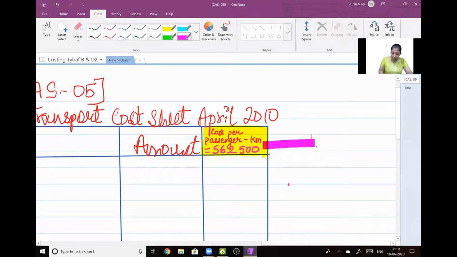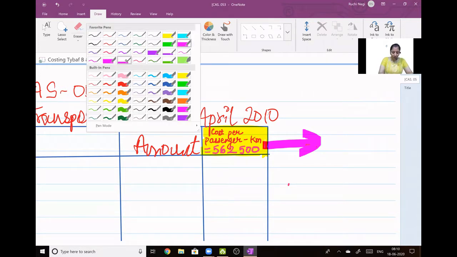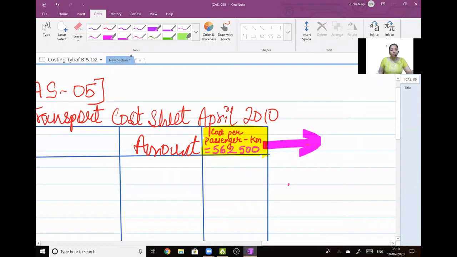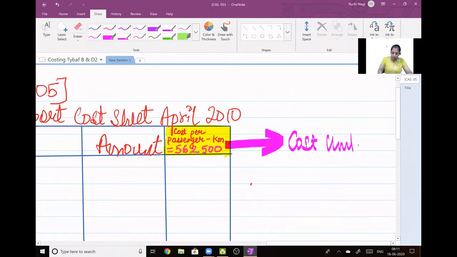this column will depend on cost unit and it will depend on what is asked in the question. I repeat, this column will depend on cost unit. Okay, and we have to now identify in the question which cost unit is given, whether it is a simple cost unit or whether it is a composite cost unit.